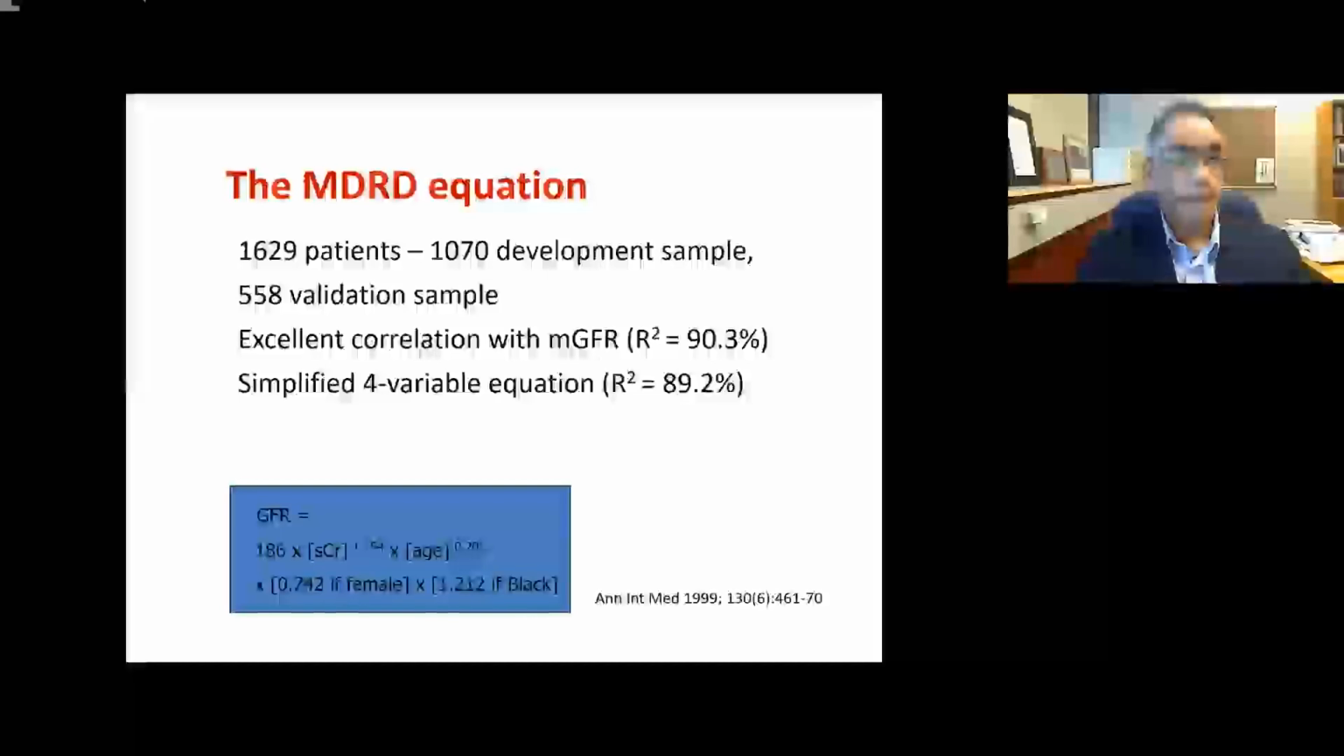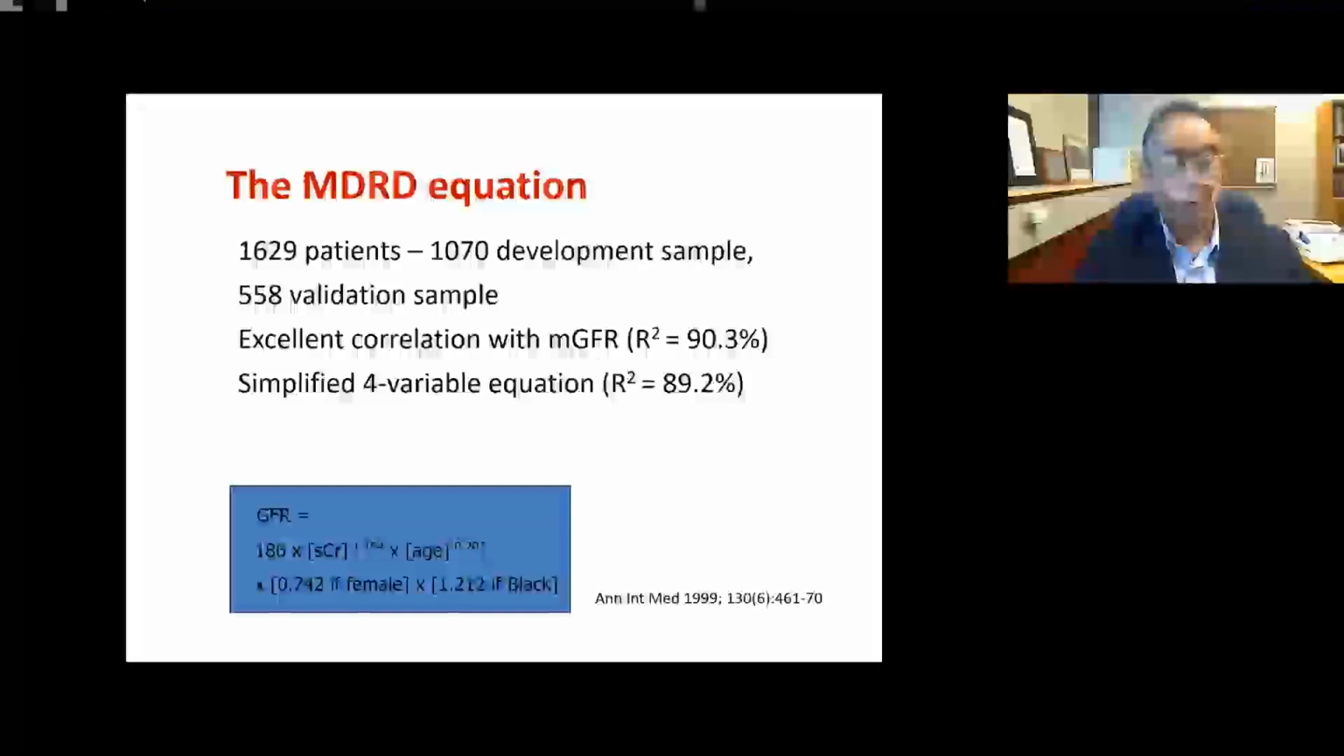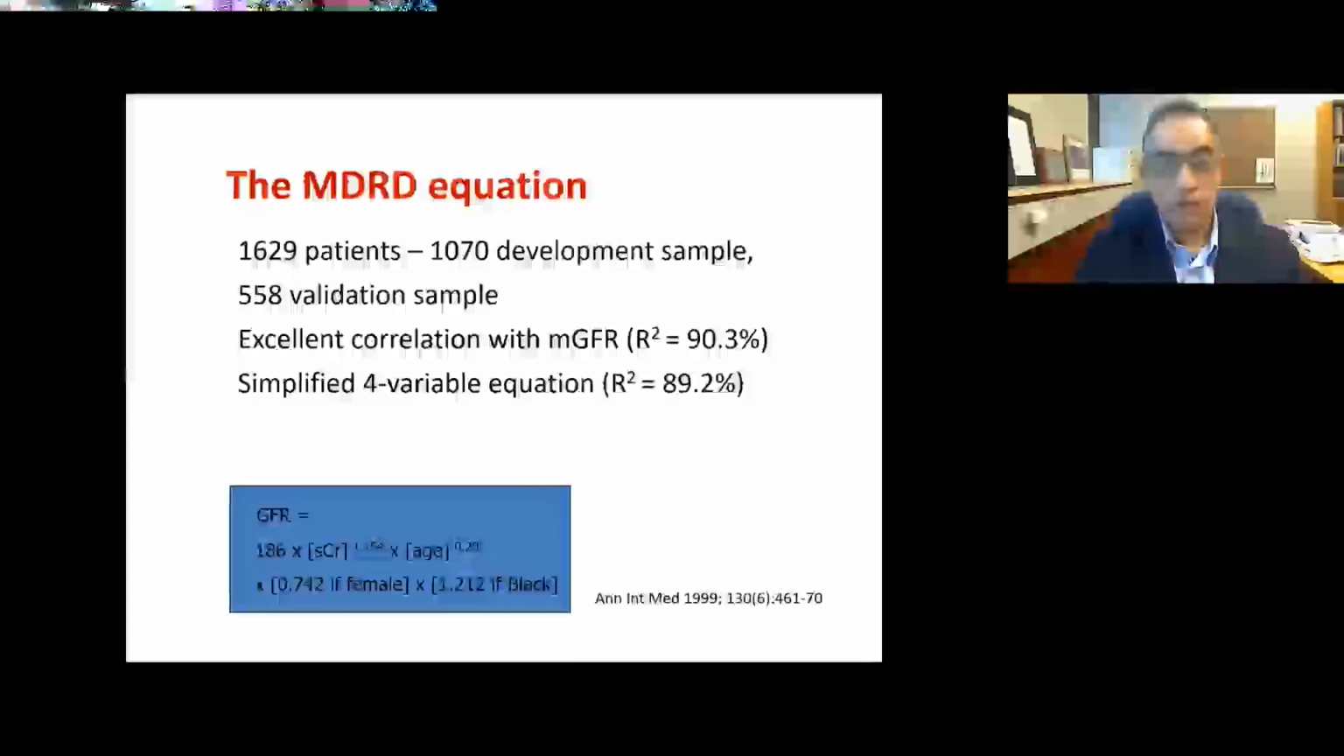There are various variations of this equation, but the simplified 4-variable equation you see in the blue box is the one that is most commonly used. And you also see down there the ethnicity factor, which was used for African Americans.